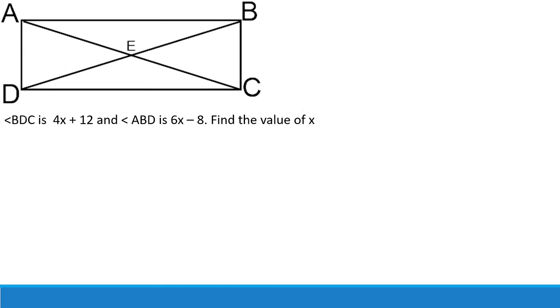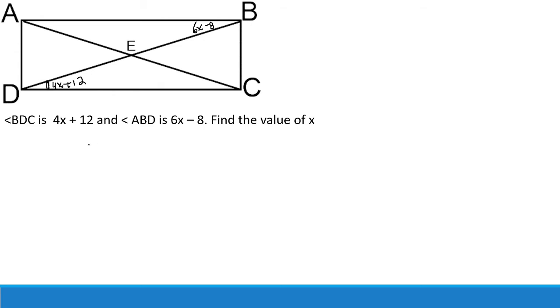So here it says BDC is 4x plus 12, ABD is 6x minus 8, find the value of x. So this right here, BDC is 4x plus 12, and ABD is 6x minus 8. So find the value of x.